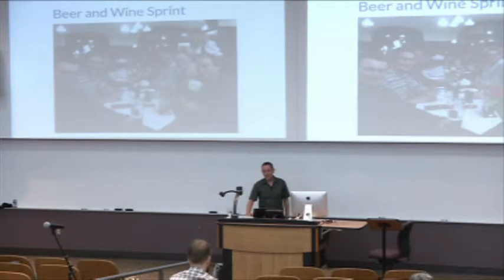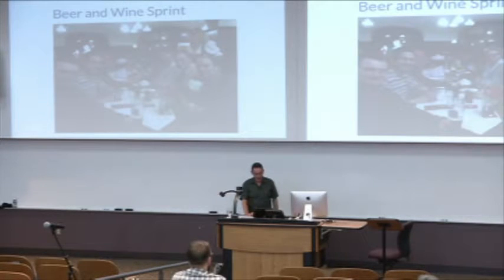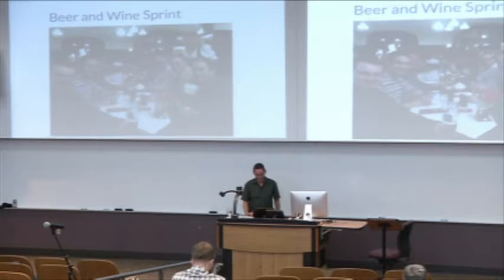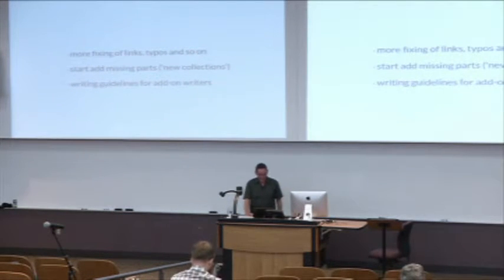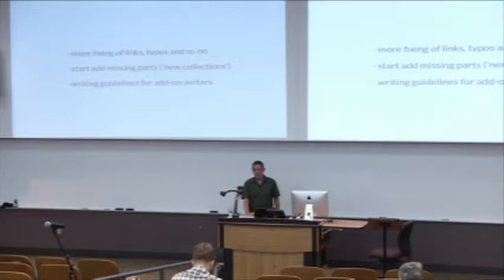And there was another sprint, also in Munich, the beer and wine sprint. You do notice a theme running through the names of our sprints. So we did lots more stuff, and we actually wrote the guidelines. And we also noticed that some parts were missing, and that's a good illustration of how we not always take documentation seriously.